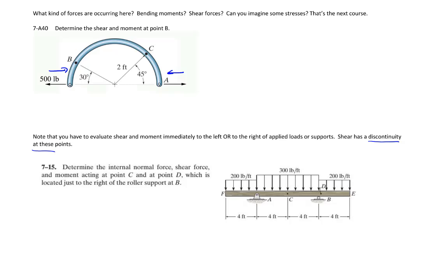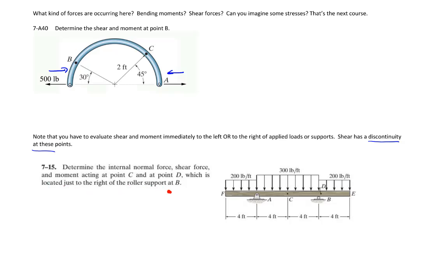Now, just as a problem-solving technique, what we'll talk about in the next video, I believe, is discontinuities that happen in both shear and moment, but they happen where a force may be applied or where a reaction might occur. So for now, the book will tell you to determine the internal force and shear acting at a point D, which is located just to the right of the support.